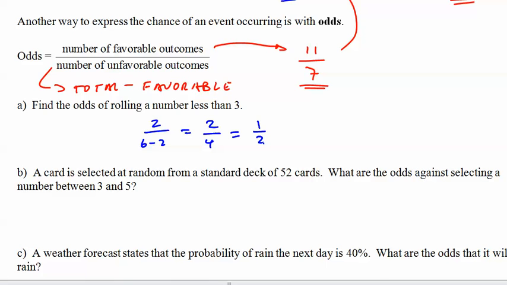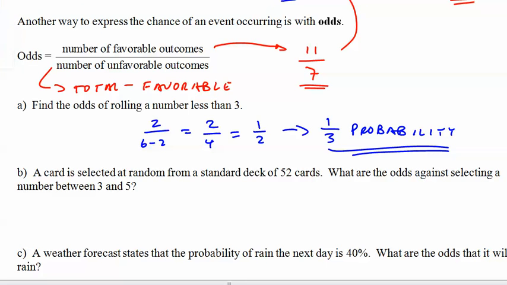It means that for every time I roll, there's a 1 out of 2 chance that I will roll 1 or 2. No, that's not what it means. It means there's 1 chance I'll roll 1 or 2, with 2 chances I won't. So it's really a 1 out of 3 probability. A lot of people say, well, why bother doing odds? And again, the gambling community uses it a great deal.